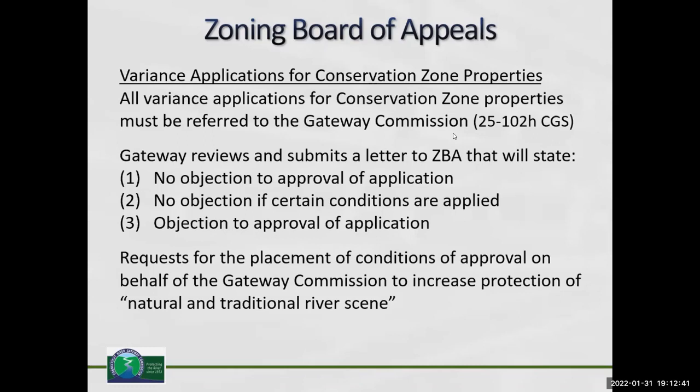The final is really an uncommon letter, where the Gateway Commission would send a letter objecting to the approval of an application because the project would be considered by Gateway to be one that would adversely impact the view of the property from the river. Too much development in an area where it's natural might be an example like that, but you don't often receive those kinds of letters. Again, the placement of conditions often has to do with vegetation, and it's an effort to increase the protection of, and there's that terminology, the natural and traditional river scene.